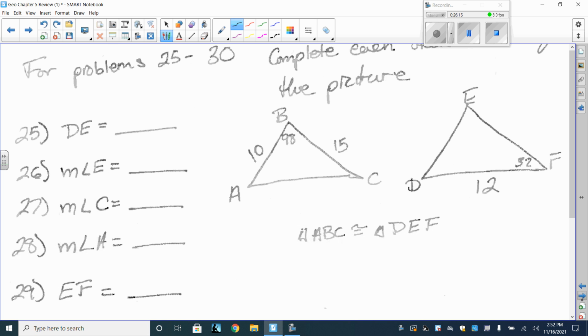So I know that angle A is congruent to what angle? D, because they're both first. What would be second? B and E, and then we have C and F.